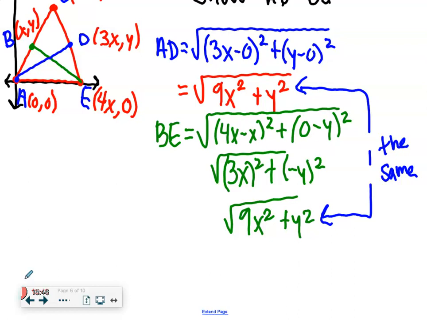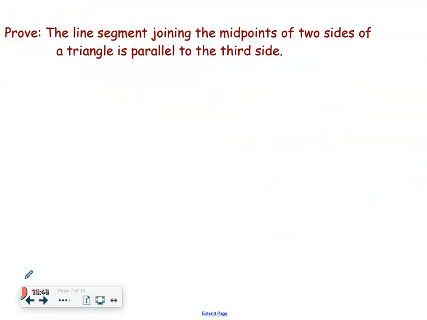Okay, let's do the last one. This triangle is isosceles. This one's not isosceles, but it says the line segment joining the midpoints of two sides of a triangle is parallel to the third. Okay, where do we start with these? What do we first make? Draw our grid. Make your little picture.